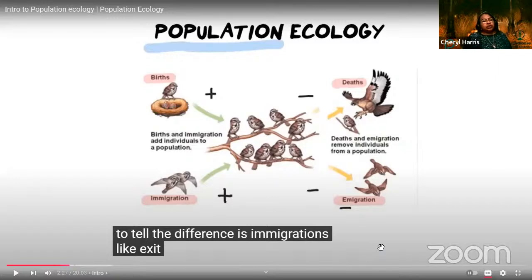So the first thing you need to write down, there's 4 factors that affect population. And you want to write them in terms of positive and negative. So you want to say births add to the population, deaths take away from the population, immigration adds to the population, emigration takes away from the population. So 4 factors: births, deaths, immigration, emigration.